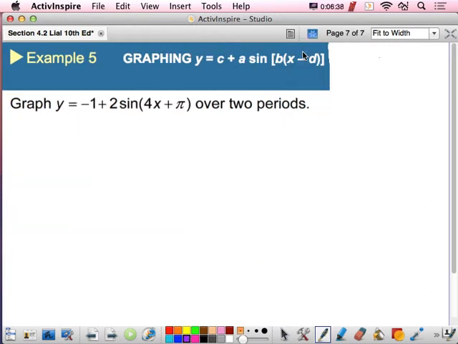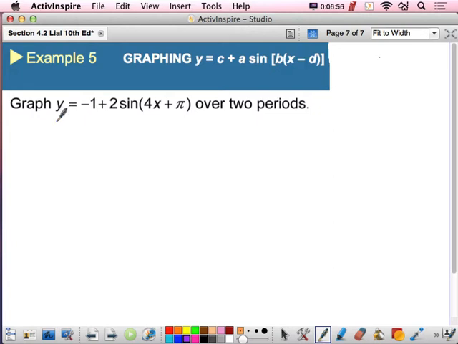For our final problem, we're going to look at a graph that has every single thing imaginable done to it. The A is not 1, the B is not 1, the C is not 0, and the D is not 0. It has something wrong in every step. So this is the hardest one we're going to look at.